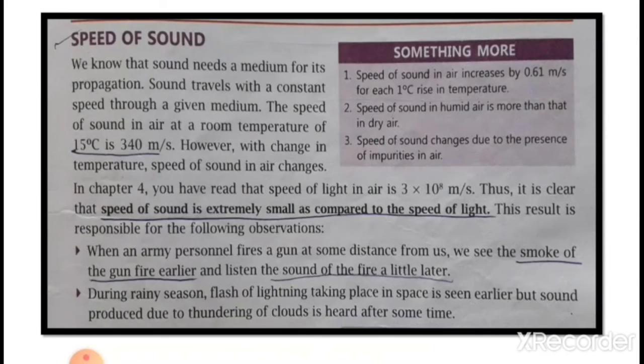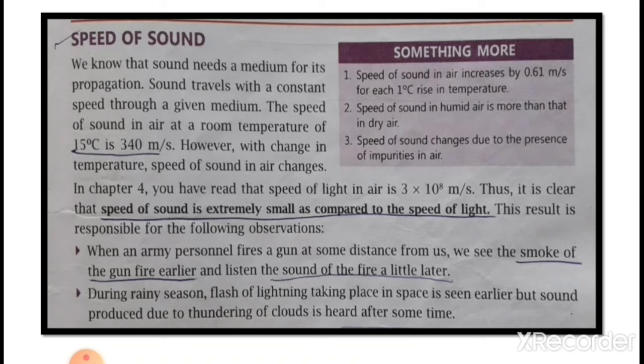Next one is about the speed of sound. In the previous chapter, light, we have discussed the speed of light, isn't it? So here we are discussing the speed of sound. We know that sound needs a medium for its propagation. Sound travels with a constant speed through a given medium. The speed of sound in air at room temperature, 15 degrees Celsius, is 340 meter per second.